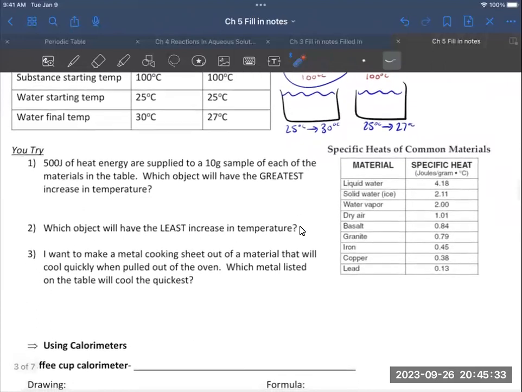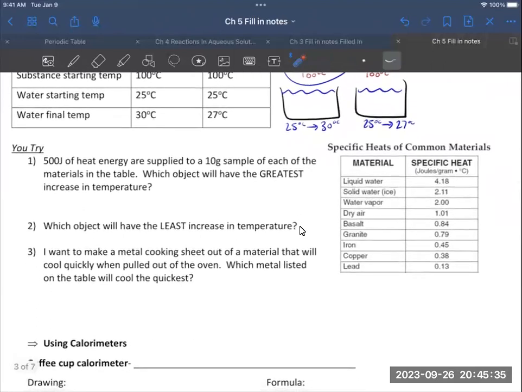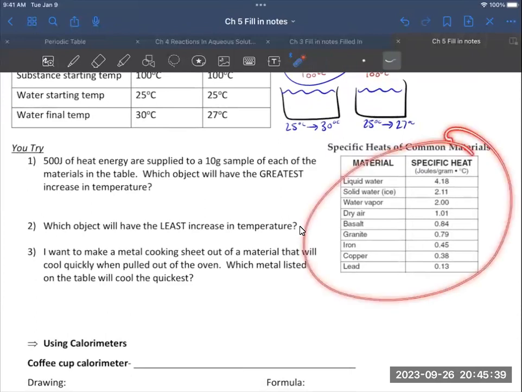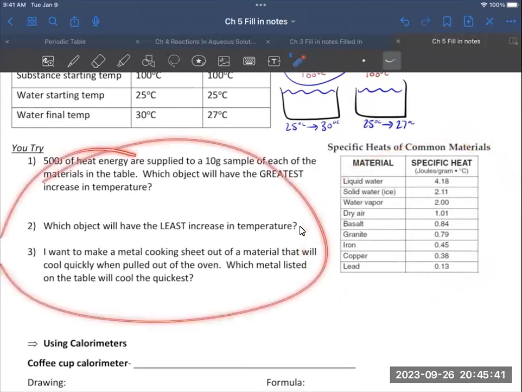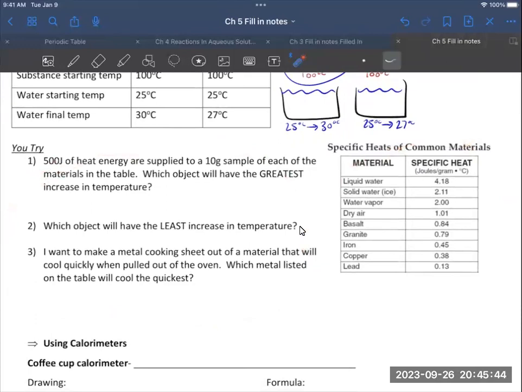Now that you guys have seen a couple examples of heat capacity, go ahead and pause and try to answer these you-tries. Here's a little chart to reference right here, and then take a look at these questions, take a minute, pause, answer the questions.